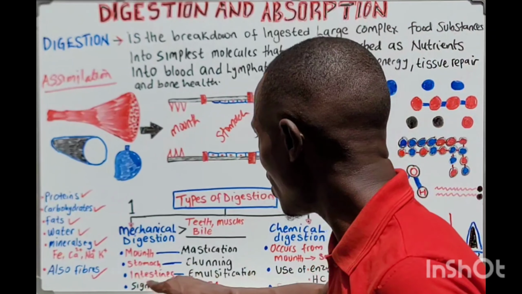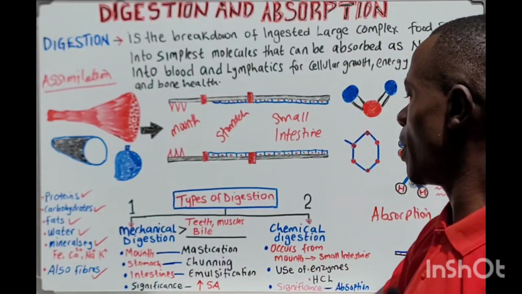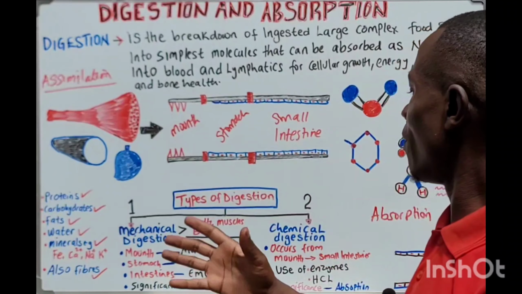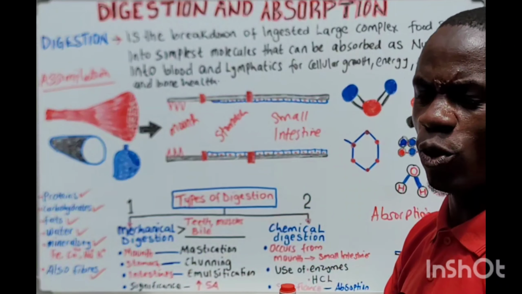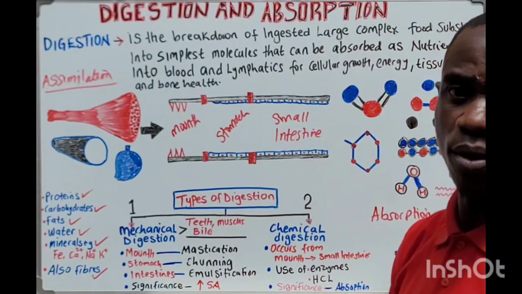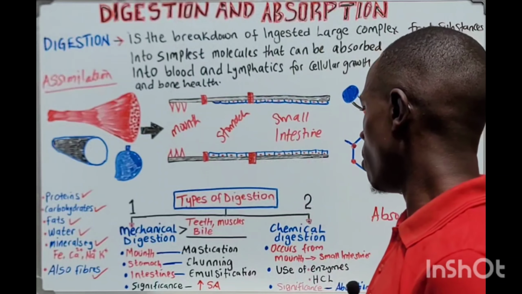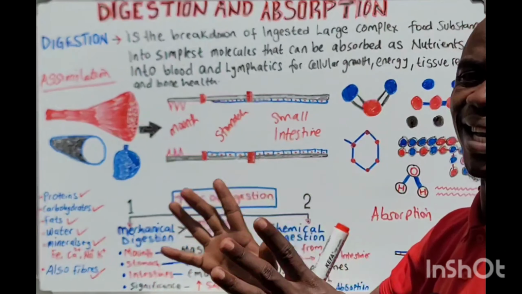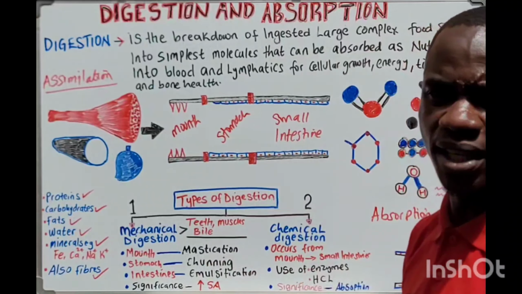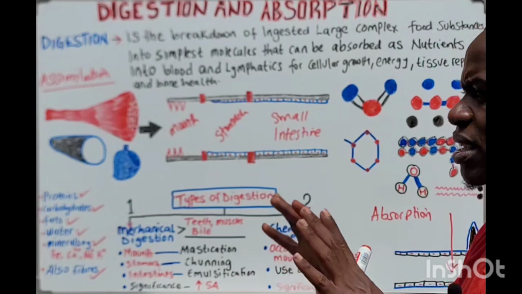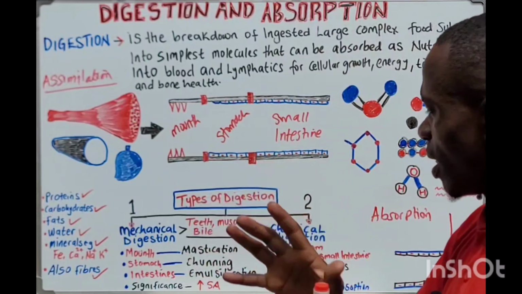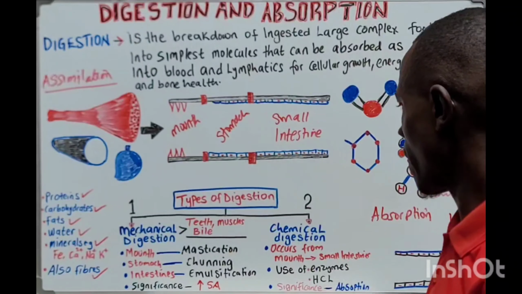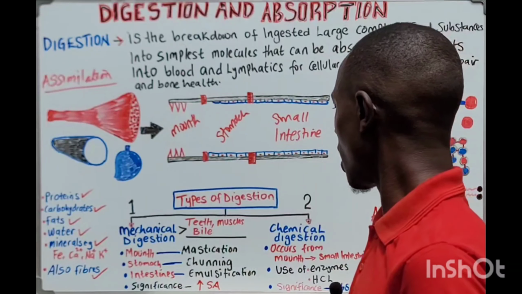And then in the small intestine, the mechanical digestion is the breakdown of large fat globules into tiny droplets, which we call emulsification, by the help of the bile. And the significance of mechanical digestion is to increase the surface area for enzymatic activities. When you break something very large into tiny droplets, it becomes easier for enzyme activities. So now all that makes a lot of sense.